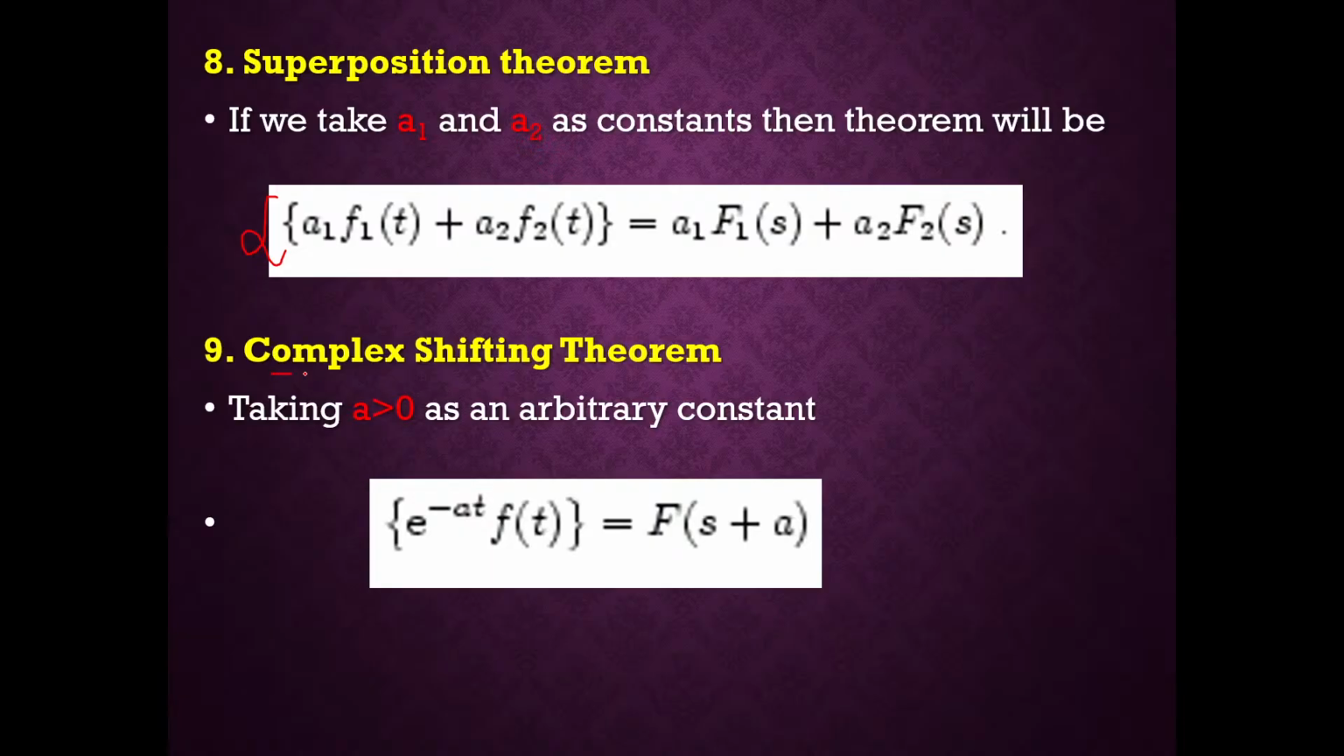Similarly, complex shifting theorem. If you have a constant a greater than 0, which is an arbitrary constant and the power of the exponential term, and you take the Laplace of e power minus a t multiplied with f of t, it will give us f of s plus a. This is the complex shifting theorem.